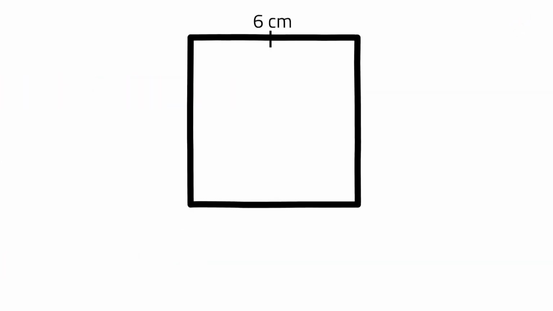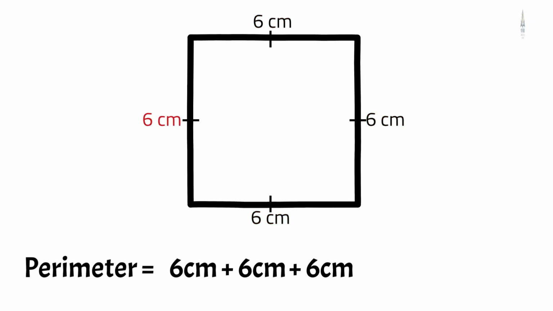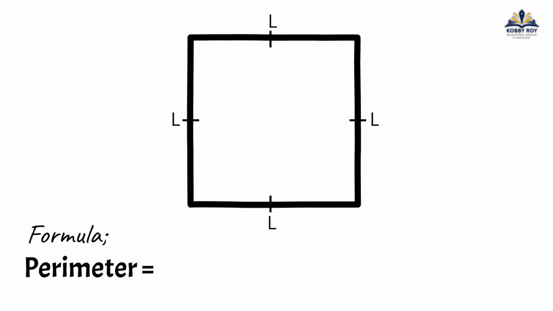If each side of a square is 6 centimeters, the perimeter is simply 6 centimeters plus 6 centimeters plus 6 centimeters plus 6 centimeters, which equals 24 centimeters. Since all sides are equal in a square, we can also say perimeter equals 4 multiplied by one of its sides. Let's label it L. Therefore, 4 times L. The rectangle works in a similar way.